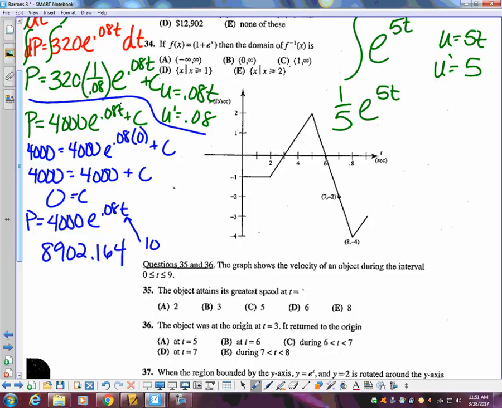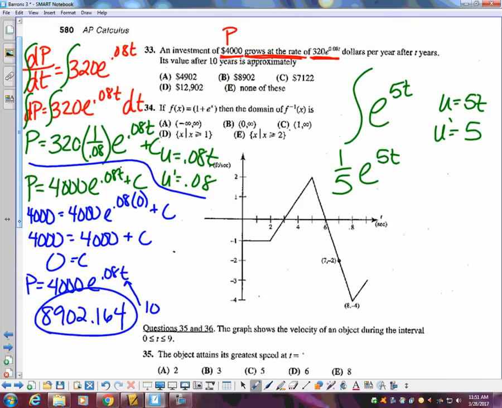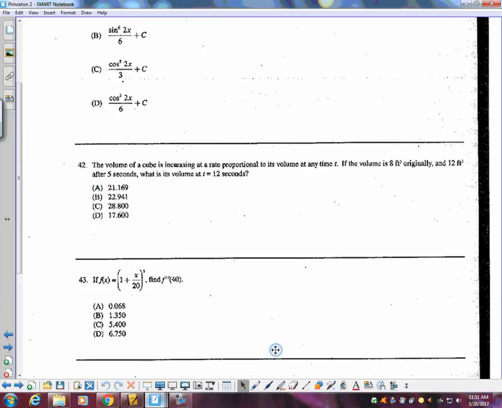I know it's money, I still went 3 decimal places just because I wanted to compare it to their answer. Type that in with the 10. Make sure you get this. 8902. Yep. There you go. Okay, so that was number 33. Now we're headed to Princeton 2, number 42. So we're skipping Princeton 1. We're going to Princeton 2, number 42.